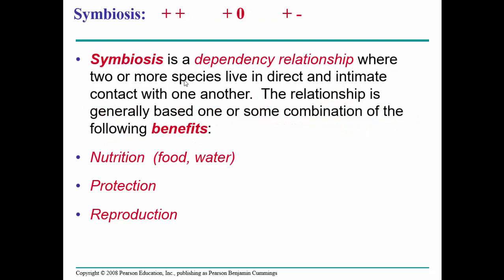And now we have symbiosis. There are three types of symbiosis. The first one is plus plus or mutualism, then plus zero or commensalism, and then plus minus or parasitism. Okay, so why is there symbiosis? It is because the animals doing the symbiosis need something for their life. They need nutrition in most cases. They need protection, and they also need reproduction. That's why they do symbiosis.